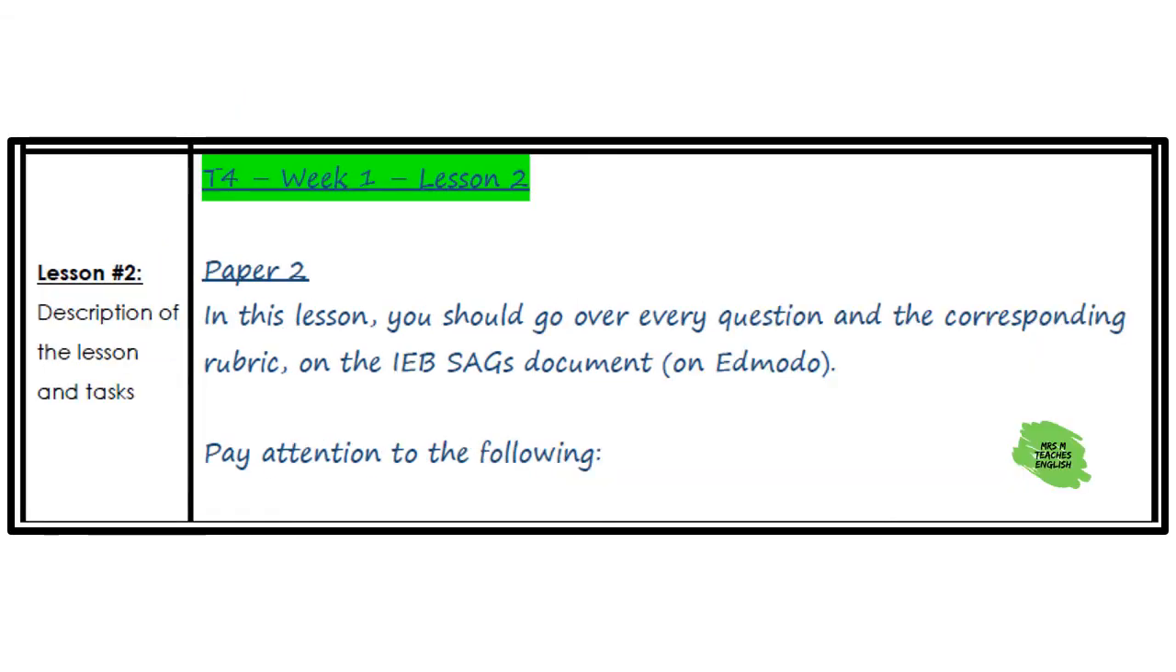In the second lesson of this week, I'd like you to go over all of your answers to paper 2, the literature and transactional writing papers. Please have the IEB rubrics close by so that you can have a look at what is written for each level that I wrote on your answer scripts.